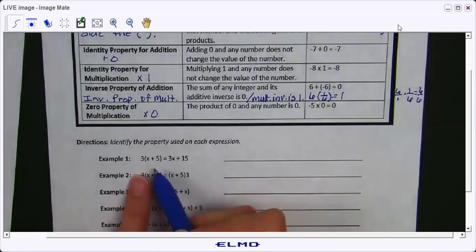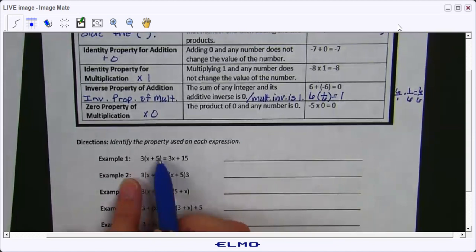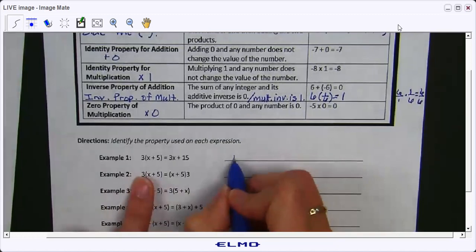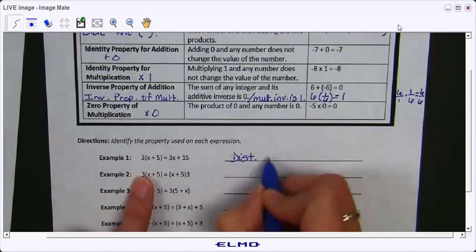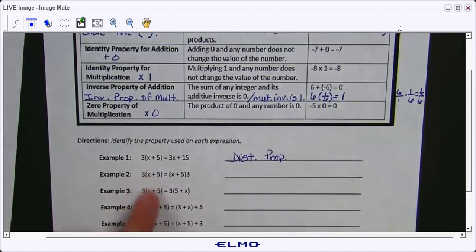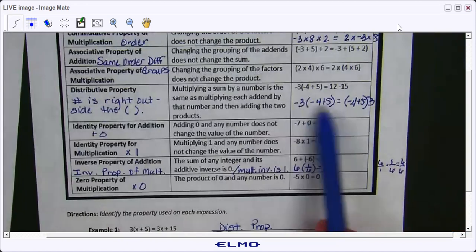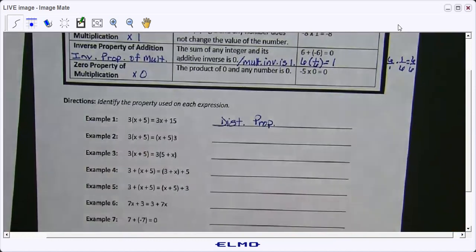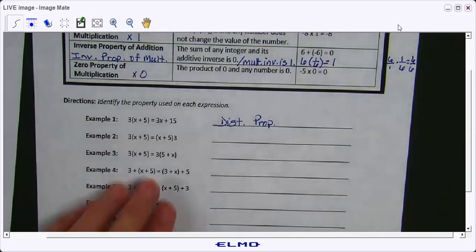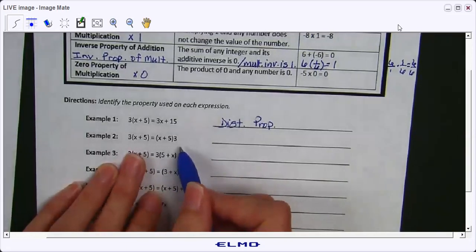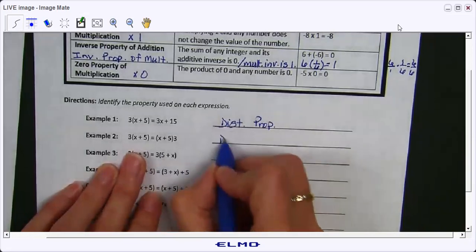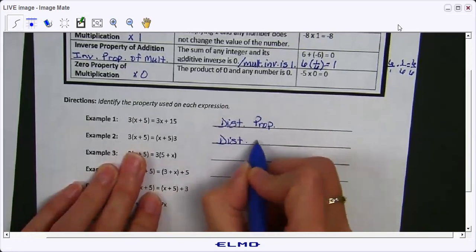Okay, so this first one, remember I said that if there is a number right outside the parentheses, it's distributive, and they did distribute the 3 to get 3x plus 15. So this is the distributive property. This one again is very similar to the one that I wrote up here, that you can just reverse it. It's still distributive. I was going to say associative, but it isn't. Here, distributive property.